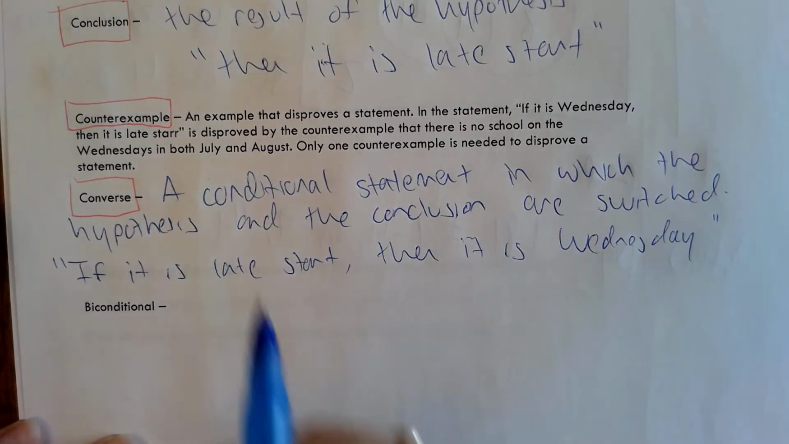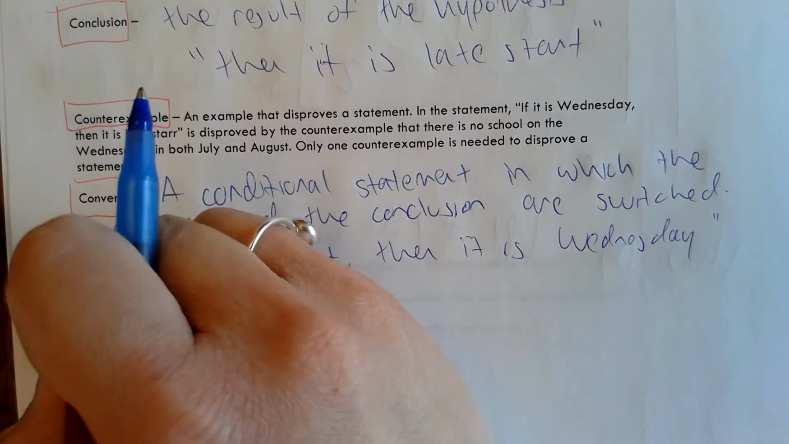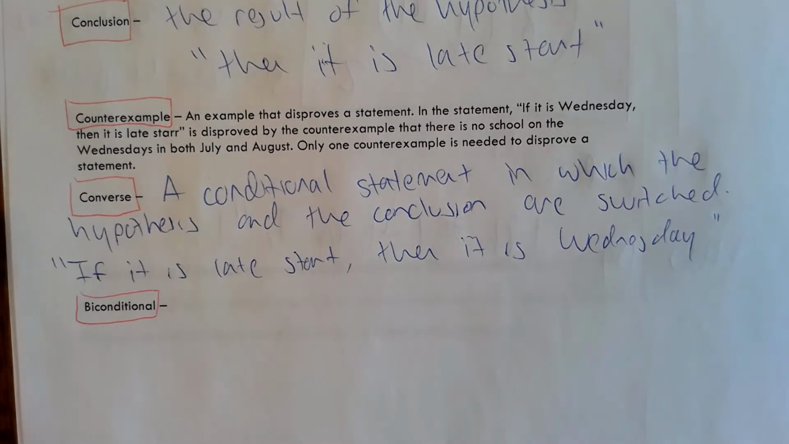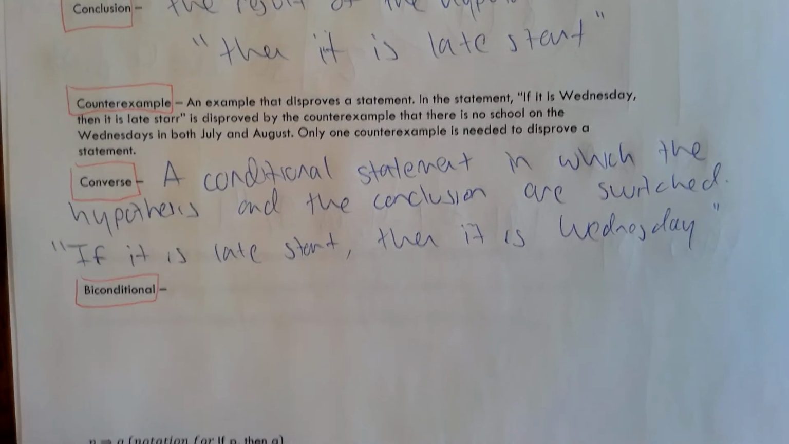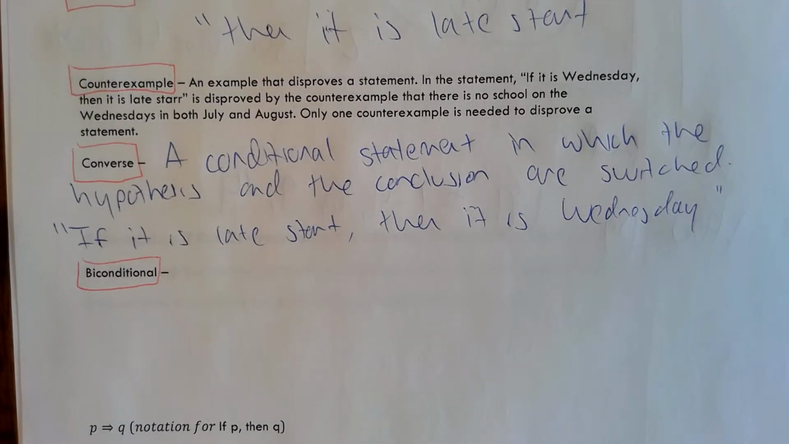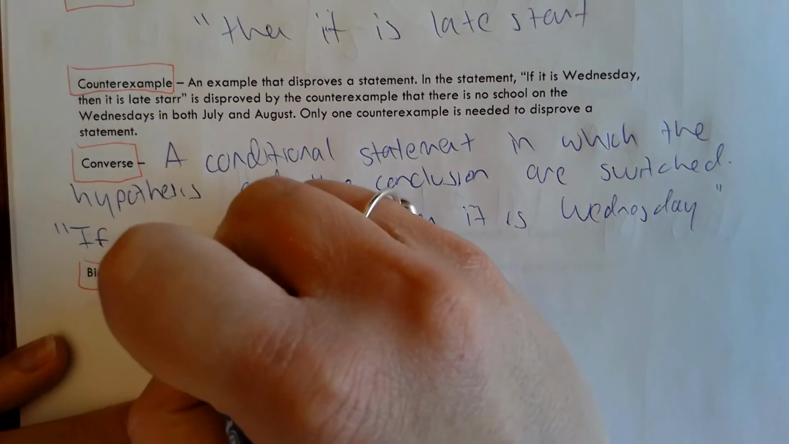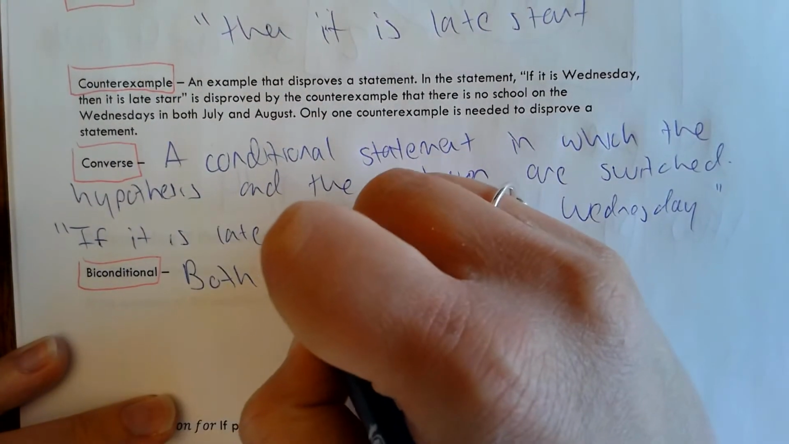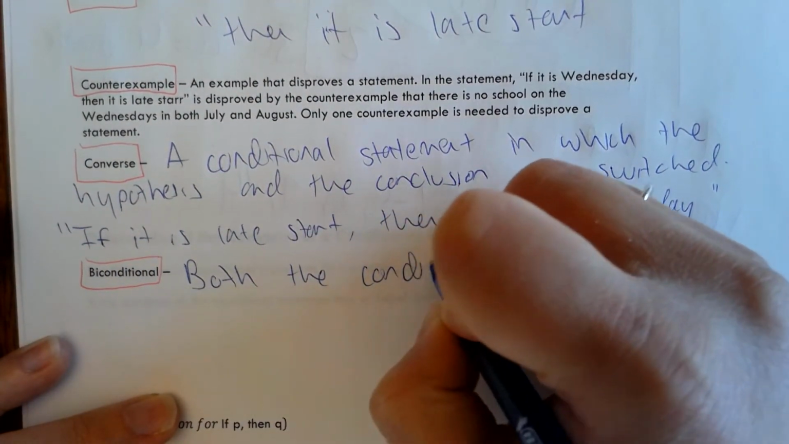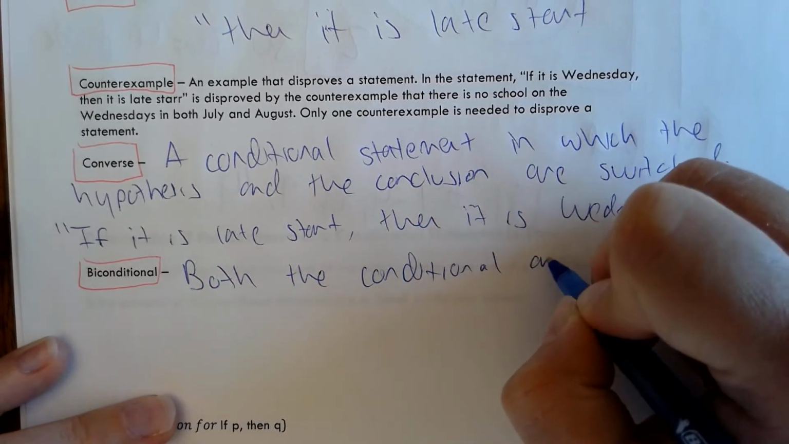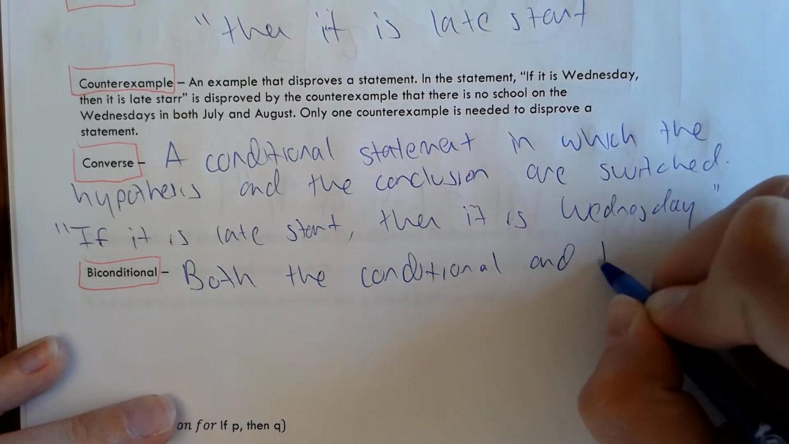Alrighty, a biconditional statement is where the conditional statement is true, that first original statement is true, and the converse is true. So when you can go both ways and it's still true, then we call that biconditional. Both the conditional and the converse are true.